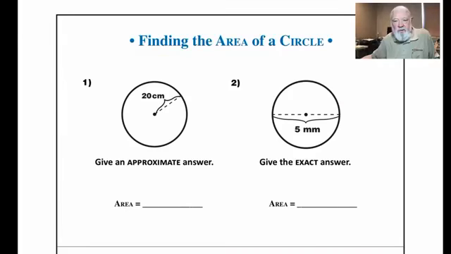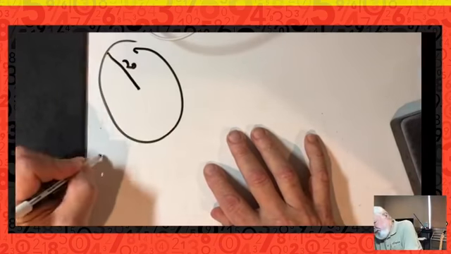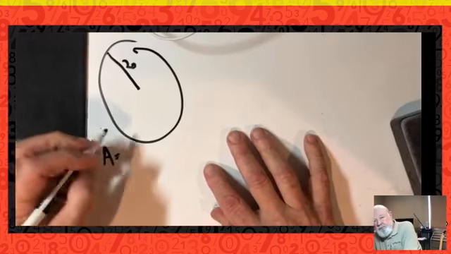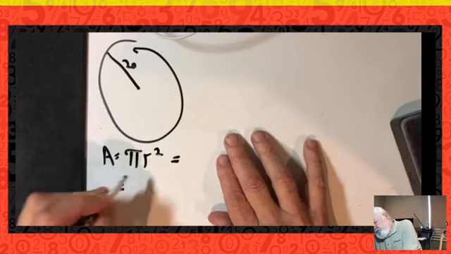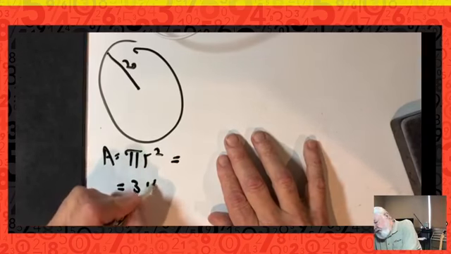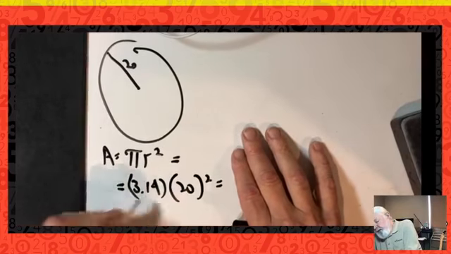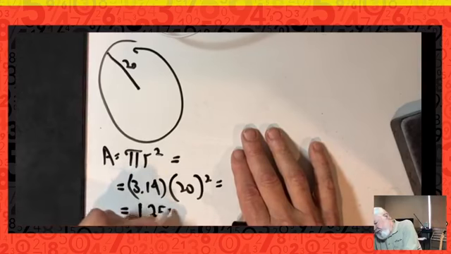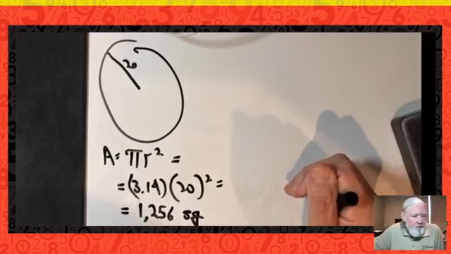Again, let me work this out on the whiteboard. Okay, so we have a circle with a radius of 20. So area is going to be pi r squared, and since we're going for an approximation, we can use 3.14 times 20 squared, and we work that out and we get 1,256 square. And what are our units in this problem? Centimeters. Very good.